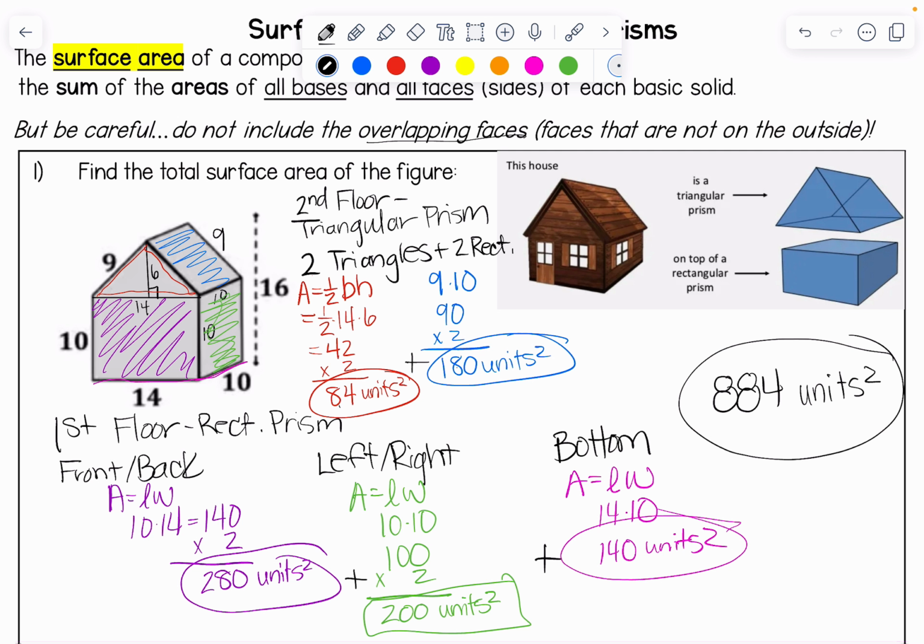As you are working through some of these problems, you just want to make sure that you break it down into smaller chunks so that you understand what you're finding the area of.